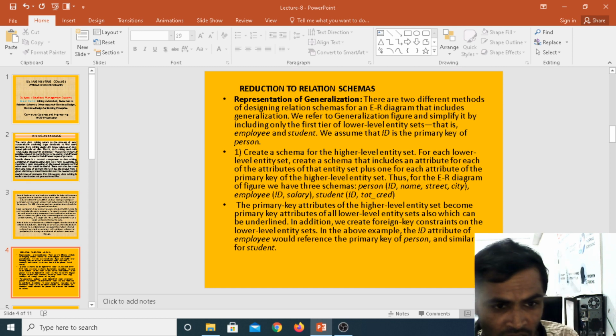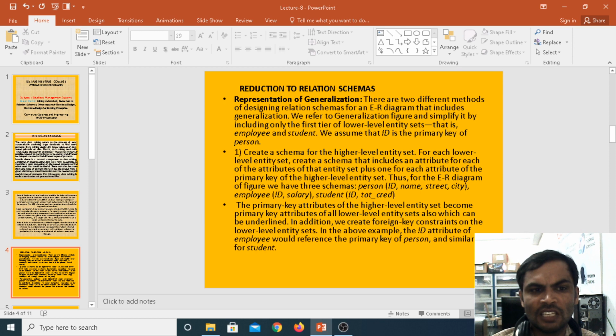Generalization means it includes the first tier of the low level entity sets. For the employee and the student, we use the ID, the primary key of the person. Suppose you want to create the schema from the high level entity set and low level entity set: we should create the schema including each attribute of the entity set, along with the primary key. The high level entity set we call the parent. That high level entity set is created with the help of person. In the ER diagram, for the person, we have the ID; the person entity is associated with the attributes ID, name, street and city.